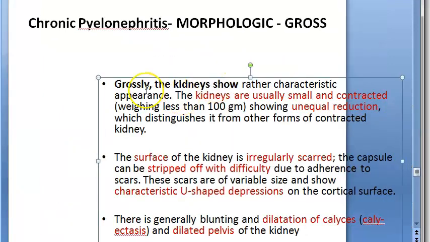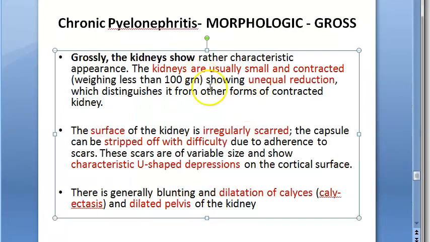Grossly, you will see that the kidneys are small, contracted, uneven contraction, that is unequal reduction, irregular scarring will be there. You cannot strip off the capsule. There will be U-shaped depressions on the cortical surface. The dilation of calyces and dilated pelvis can be seen.